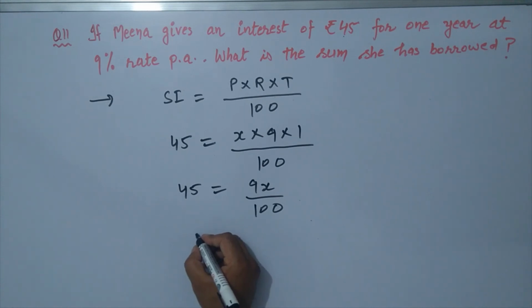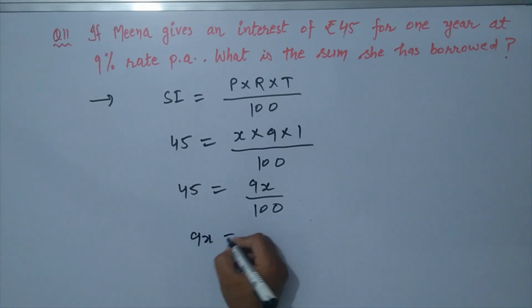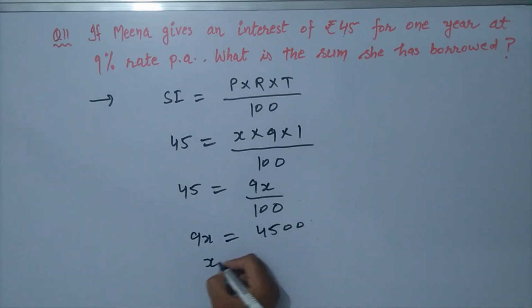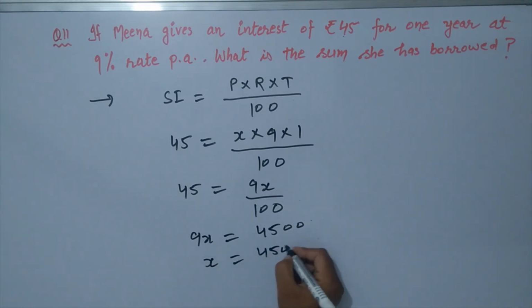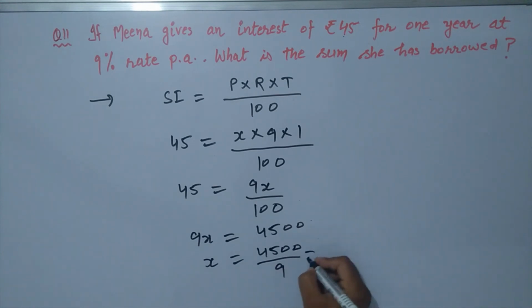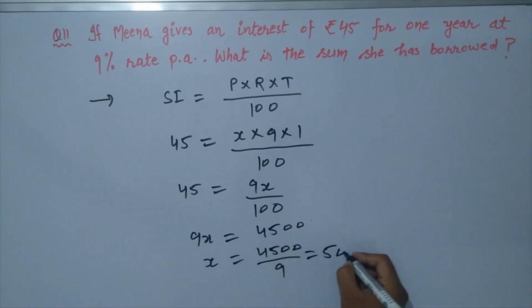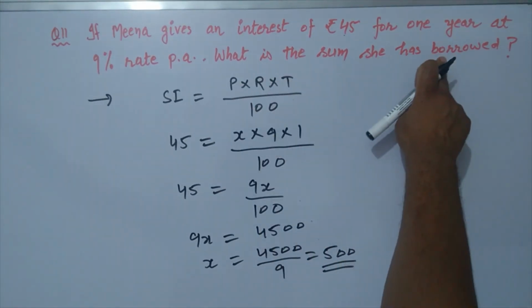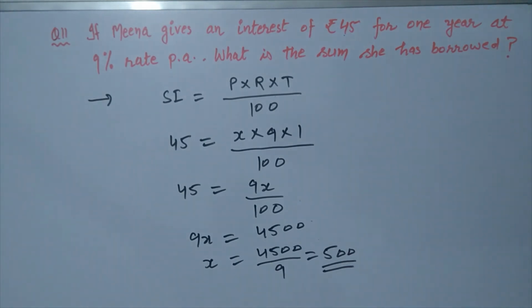Meaning to say 9x is equal to 4500. X is equal to 4500 divided by 9. 9 into 5, 45, rupees 500. So what was the X? X means the principal amount she has borrowed is rupees 500.